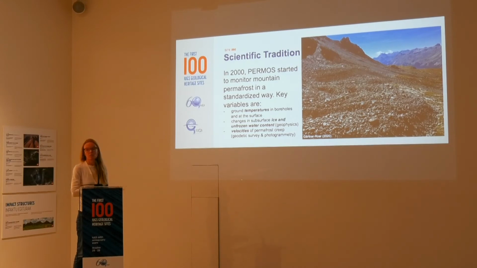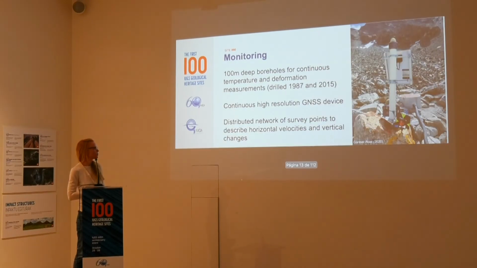permafrost monitoring, which built up the first national permafrost network starting from 2000 on, with different key variables. So ground temperatures in depth and also on the ground, subsurface ice and unfrozen water content, so data from the boreholes, but also from the geophysics, and velocities of permafrost creep by geodetic survey and photogrammetry. So we have these boreholes here, but we also have continuous GPSs on these landforms, which can show us the annual cycle of the movements.